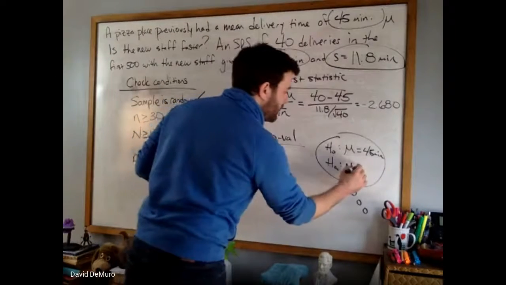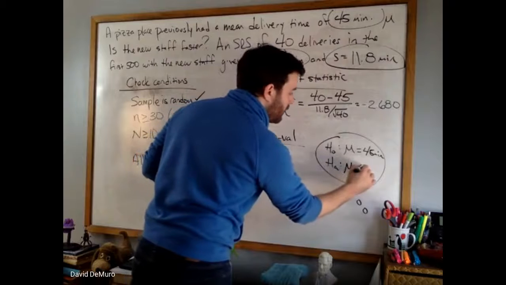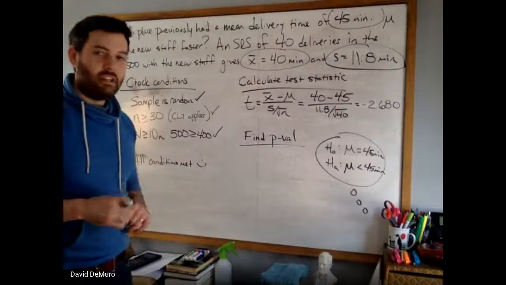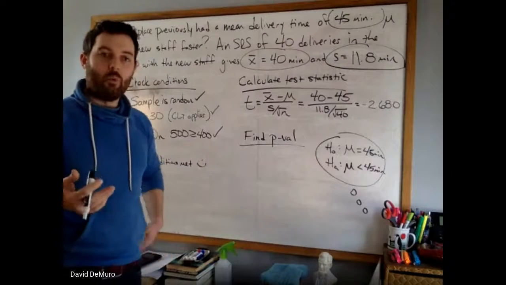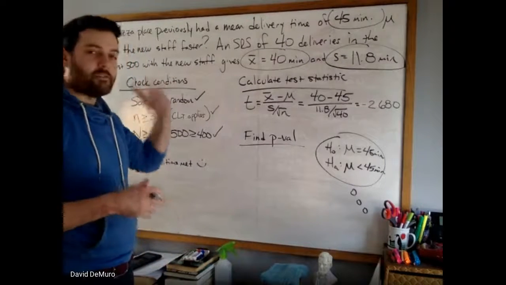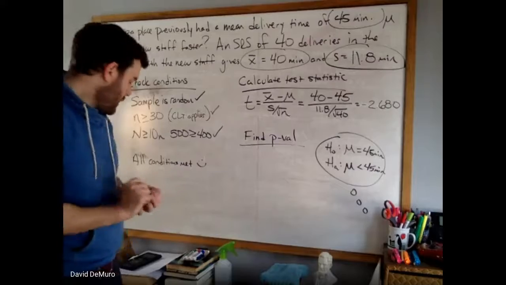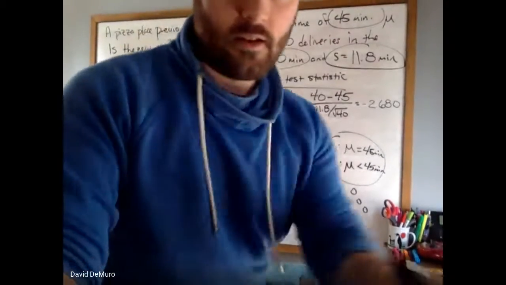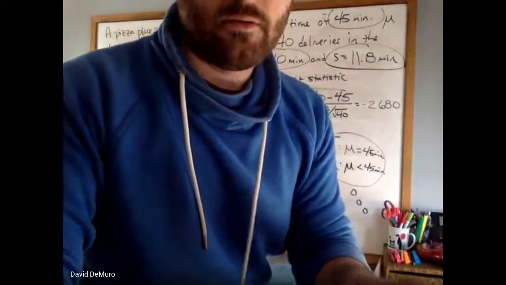So our null was equal to 45. Our alternate would be, is the mean less than 45? So we're looking at a one-sided test. That's going to be a left-tailed test. Well, here's how you can find the p-value.